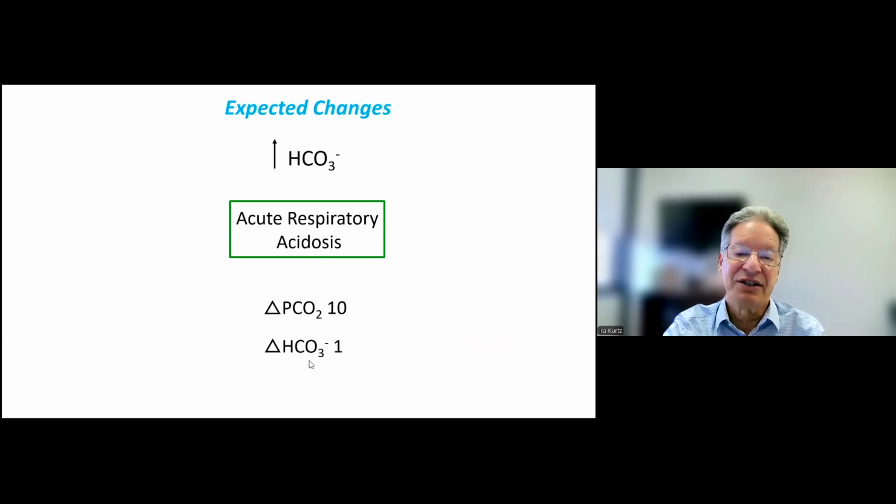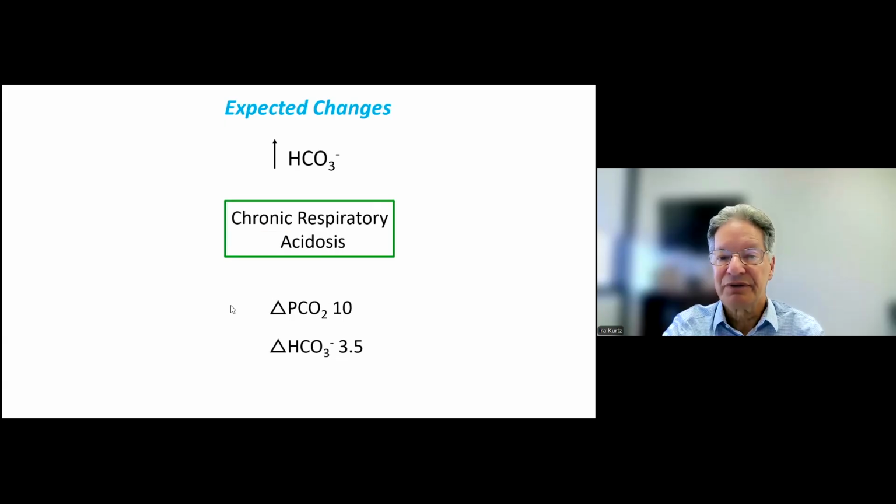And again, these changes are very different than someone who had an elevation in both due to a metabolic alkalosis, where for every 10 increase in the bicarbonate, the PCO2 goes up by 7. Very different changes in proportion between these two. So if you see these kind of changes, it can only be acute respiratory acidosis.